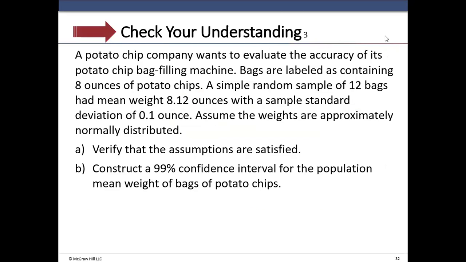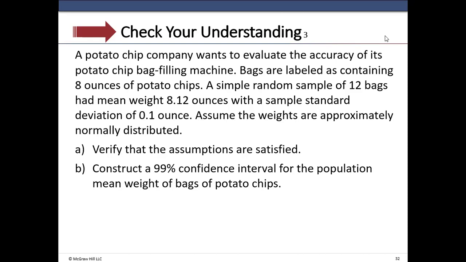Since we have a sample size less than 30, but the sample came from a population which is approximately normally distributed, then we can use the methods of this chapter. And this is also a simple random sample. So this says construct a 99% confidence interval for the population mean weight of bags of potato chips.